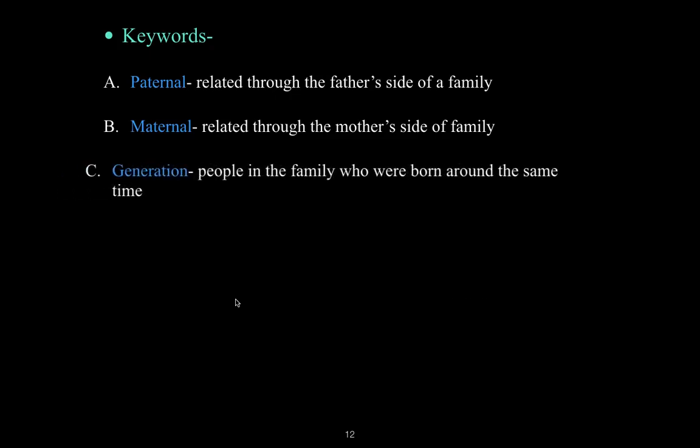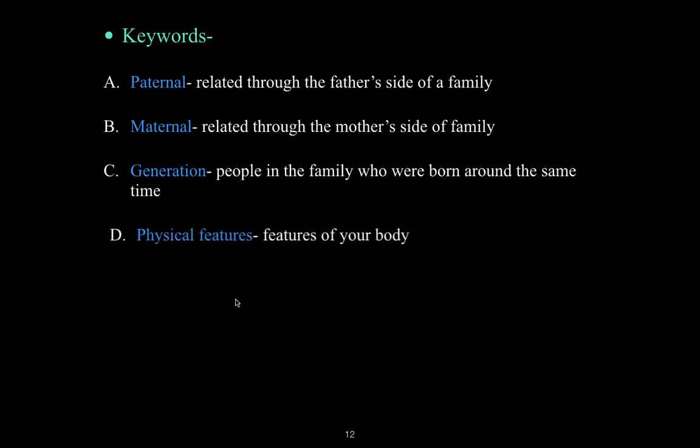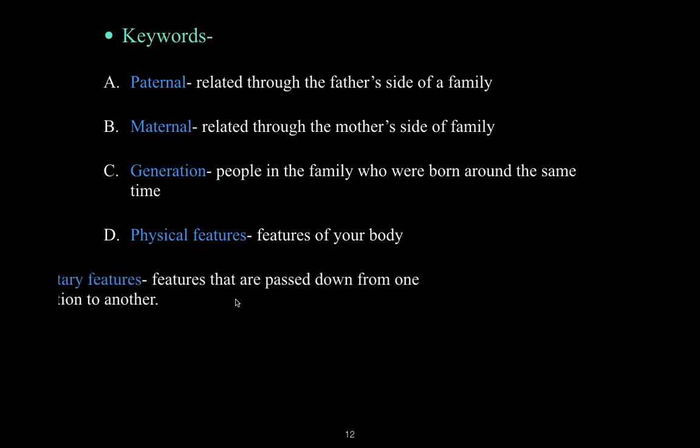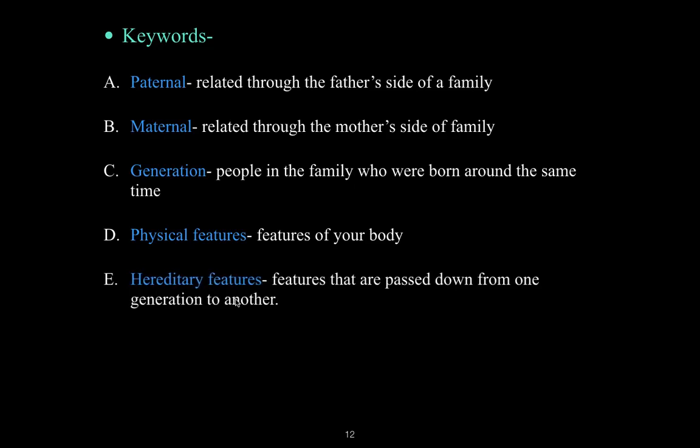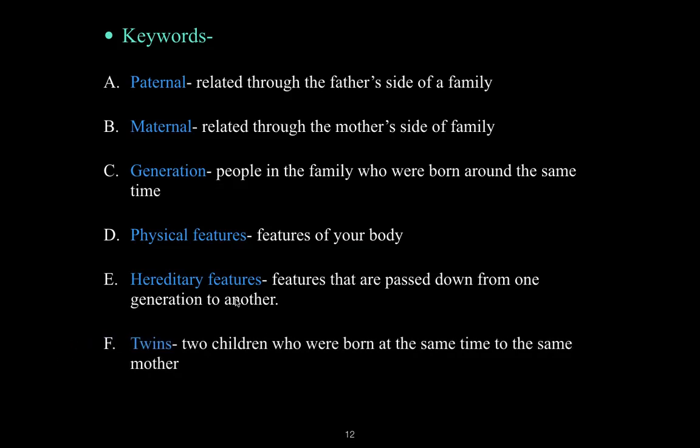Next, generation. People in the family who were born around the same time. Next, physical features, which is your features of your body. Next, hereditary features, features that are passed down from one generation to another. Next, twins, two children who were born at the same time to the same mother.